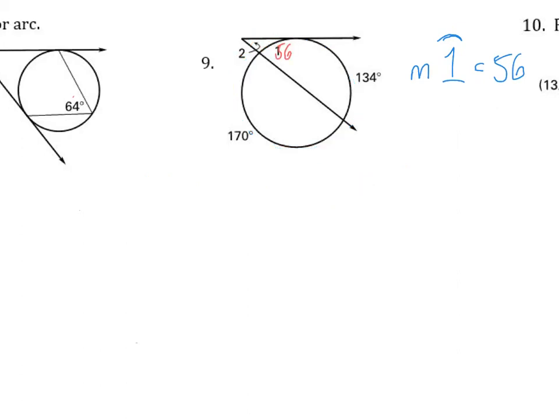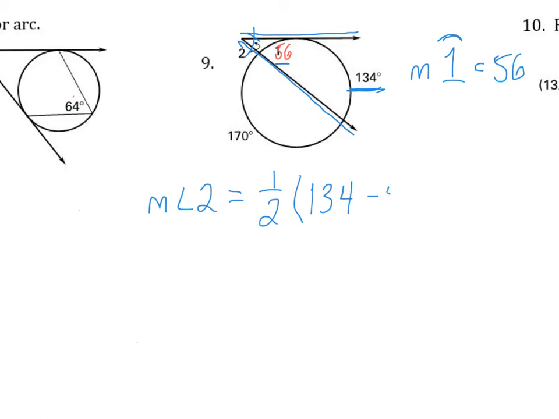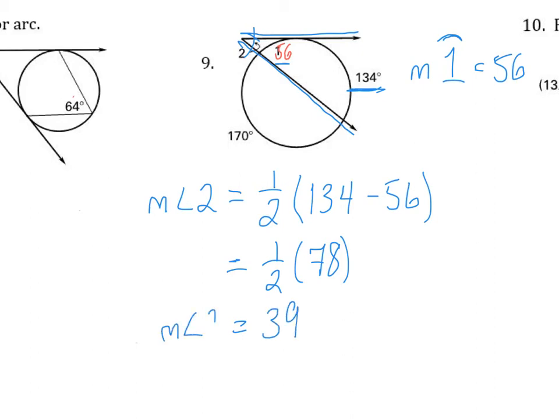So now I'm focused on the measure of angle 2, which is formed by this tangent up top and this secant down here. Well, let's stick to our theorem. I know to find the measure of that outside angle, it's going to be half the difference between the larger outside arc, 134, and the smaller inside arc. So we end up with 39 for the measure of angle 2.